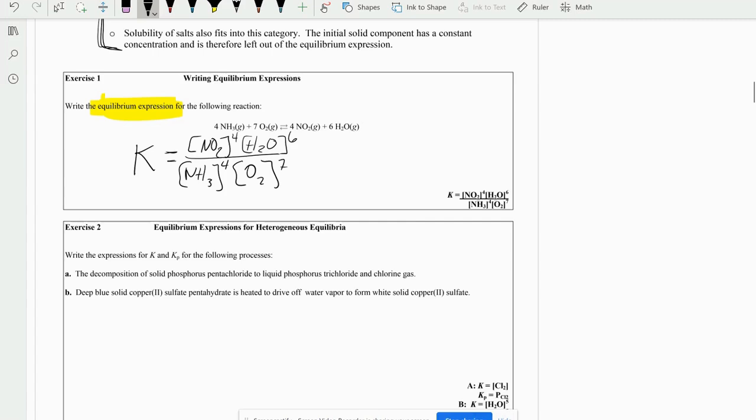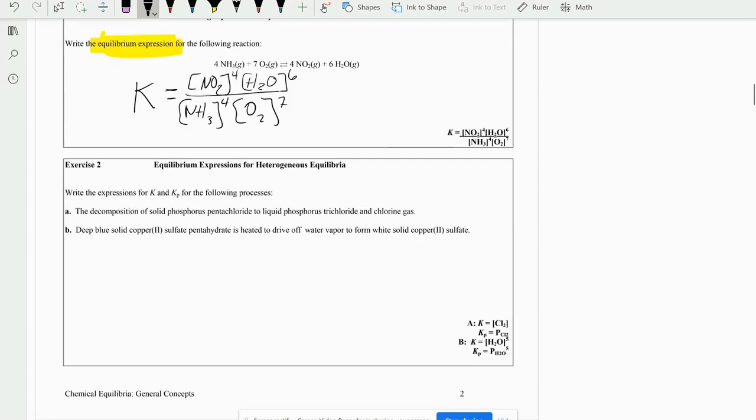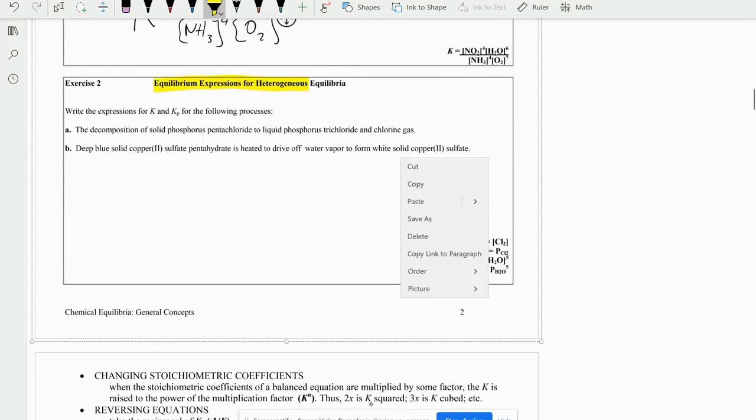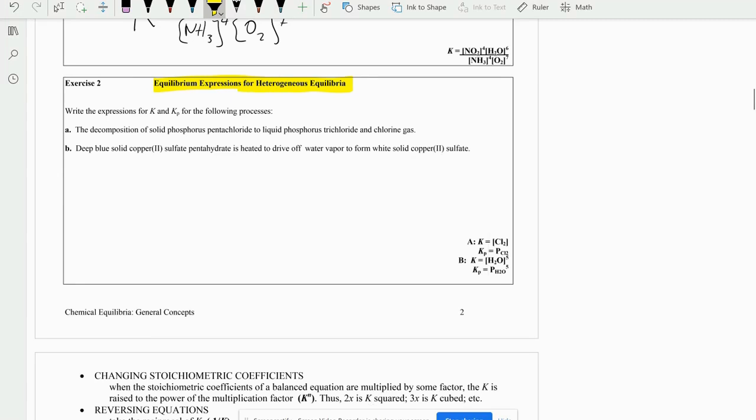All right, so hopefully you're pretty comfortable at this point with being able to write equilibrium expressions. All right, let's try number 2. It says write the expression for K and Kp for the following processes. Now, here's the thing. If you go back and read the problem, it says exercise 2, equilibrium expression for heterogeneous equilibrium. Remember what hetero means, you guys? Hetero means 2 or more phases are present. So 2 or more phases. Phases meaning solid, liquid, gas, okay?